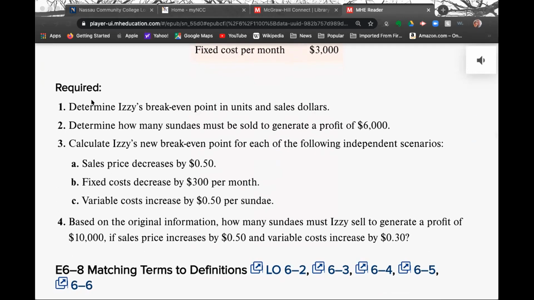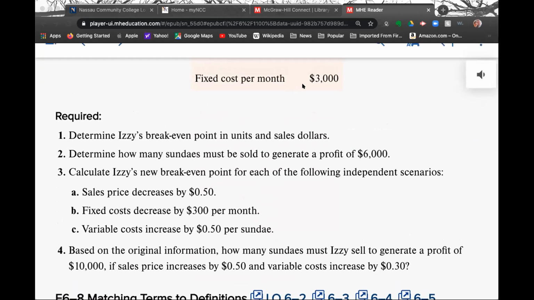Part 2, how many sundaes have to be sold to generate a profit of 6,000? That's that target profit, right? We're going to take the fixed cost, 3,000, plus the target profit of 6. Add that together, that's 3 plus 6 is 9, and divide it by the contribution margin, which was 3, right?